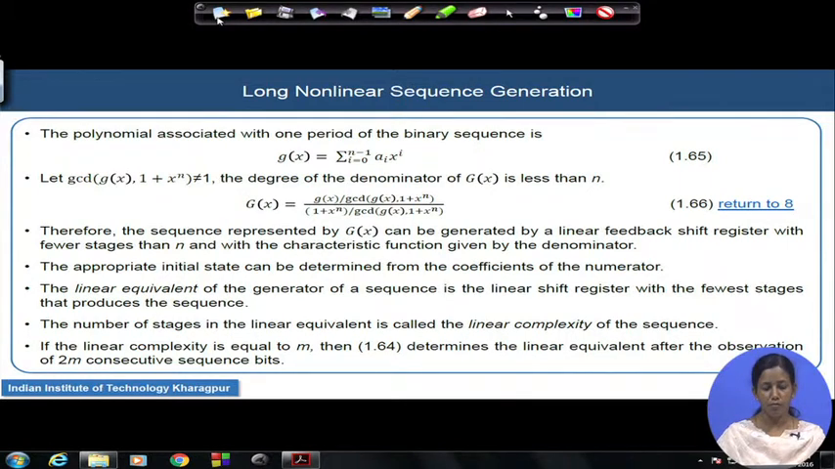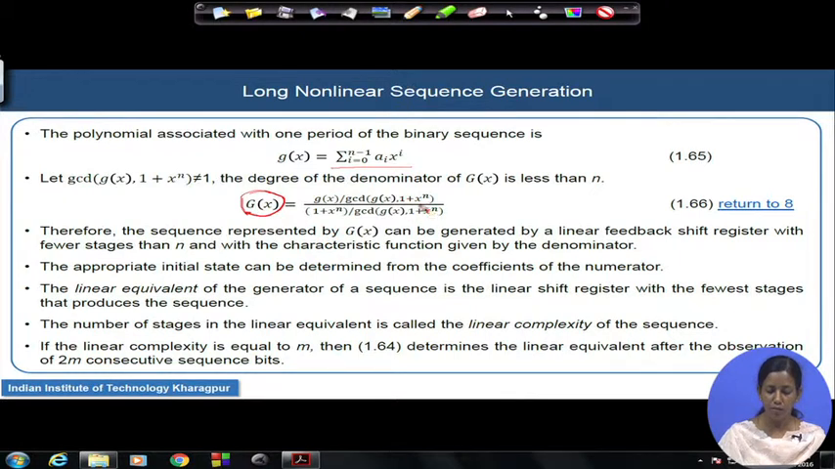Now, the polynomial which is associated with one period of the binary sequence, the generating polynomial, we have seen earlier, is given by the sum of a I x to the power I. We also understood that this capital G x, the generating polynomial, is also given by g x divided by 1 plus x to the power n. And we see that the greatest common divisor of this g x and 1 plus x to the power n is not equal to 1.